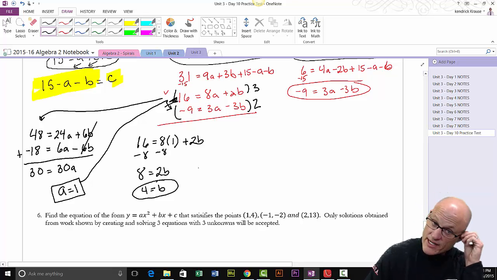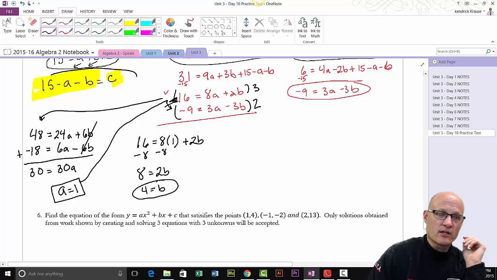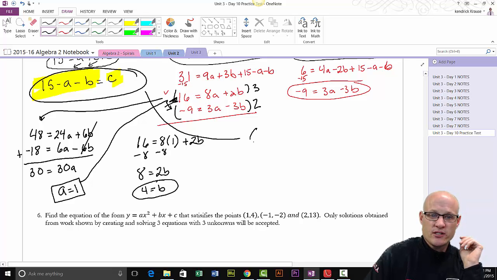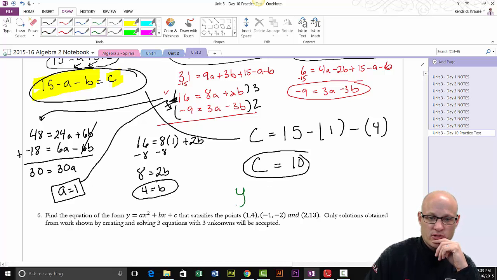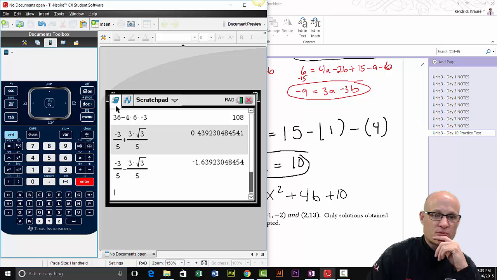Almost done. I now have to find c. Well, if you remember correctly, this is c. C is equal to 15 minus a, well, a is 1, minus b, which is 4. So c appears to be 10. So I still have to answer the question. The answer to the question is y equals, a is 1, so it's just 1x squared plus 4x plus 10. Now, if I'm correct, I should be able to graph that and see these 3 points.